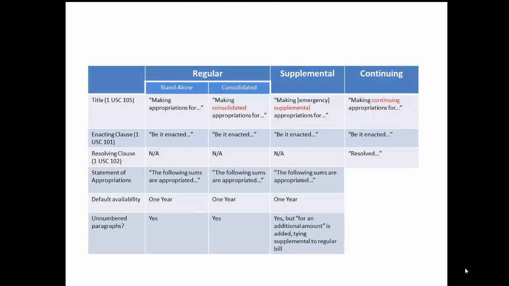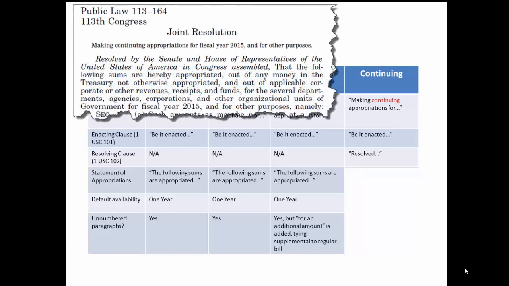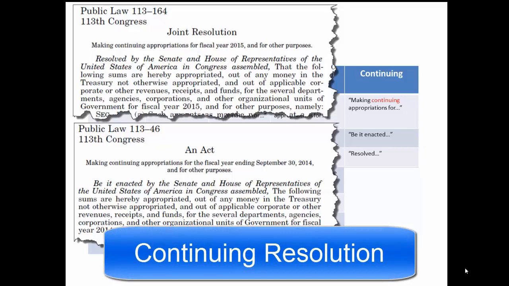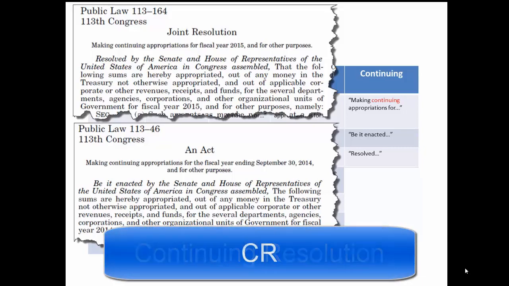In the end, it really doesn't matter whether a continuing appropriation is in the form of a resolution and follows the resolving clause requirement, or an act and follows the enactment clause requirement. Both result in the same outcome. Both become law after passage and signature by the President. But since most continuing appropriations have been in the form of a joint resolution, such legislation is usually referred to as a continuing resolution, or CR. So from here on, we'll refer to continuing appropriations as CRs.